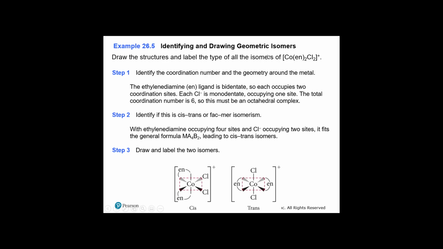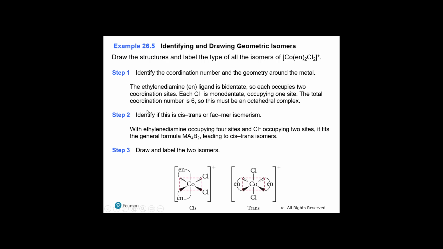So one ligand can attach with 2 teeth. Another one of these ligands can attach with 2 teeth. So 2 plus 2 is 4, plus 2 chloride ligands, and that's 6. This is a coordination number of 6. 6 is an octahedral complex, and that's what this is saying here.